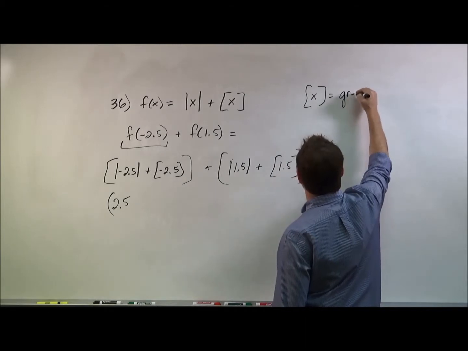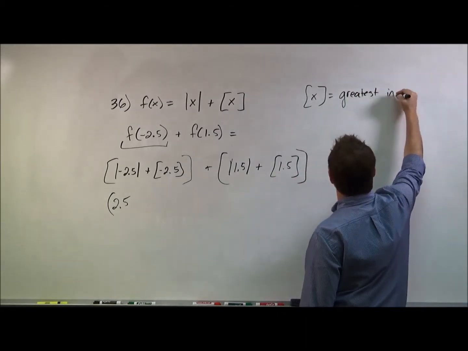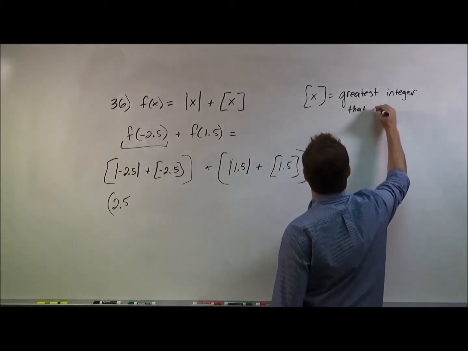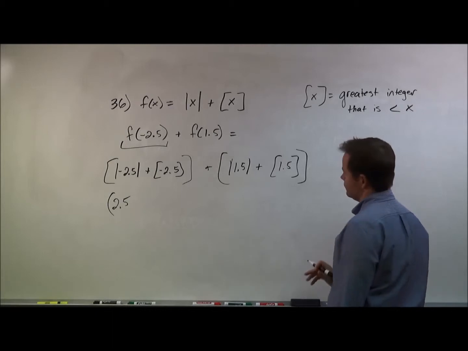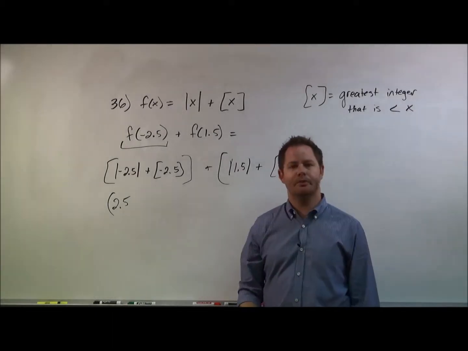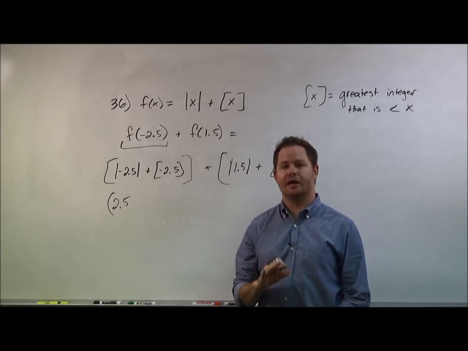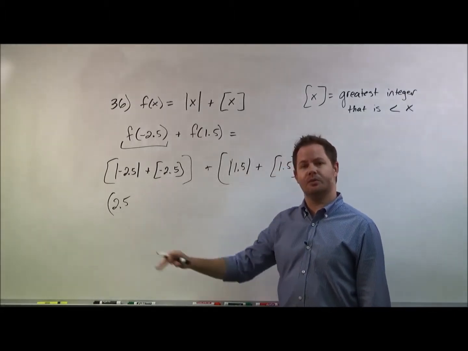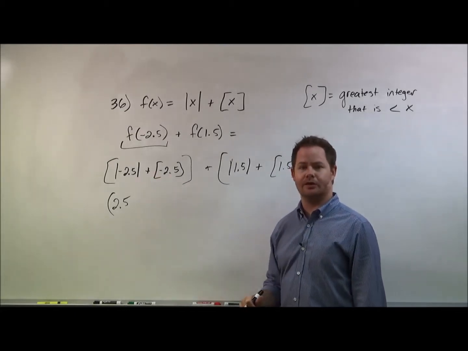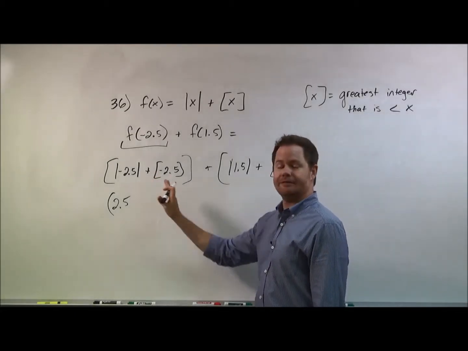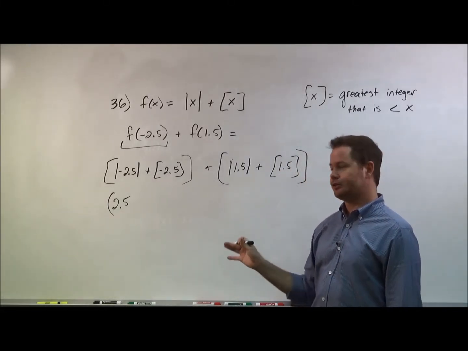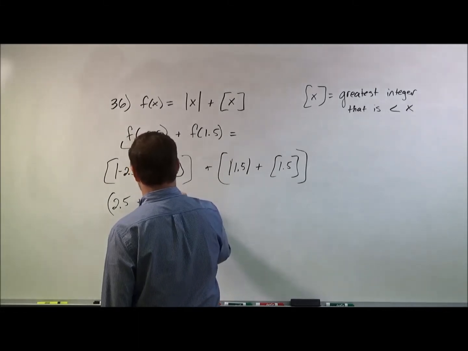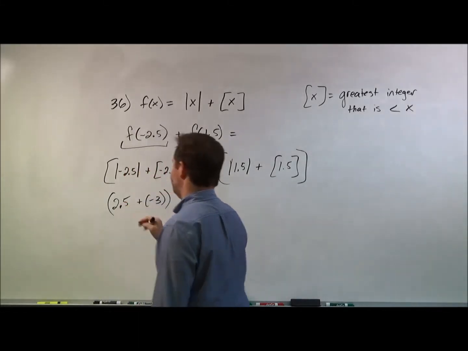This is the greatest integer value that is less than x. So for example, negative 2.5, since it has a decimal, it's not an integer. So what is the greatest integer that is less than negative 2.5? Well, remember, we're on the negative side on our number line here. So if you go left of negative 2.5, the next greatest integer that you get to is actually a negative 3. So that's what's represented by those brackets.